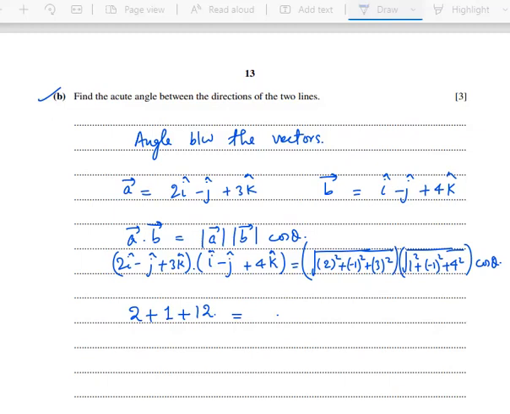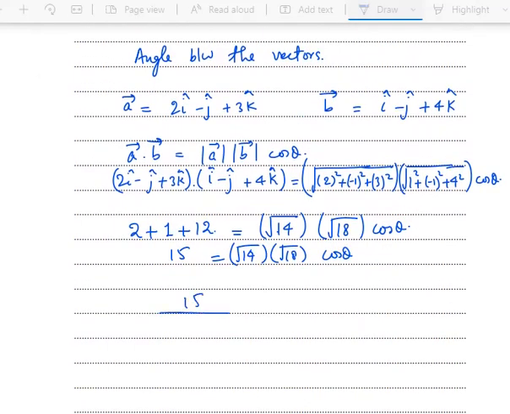equals under root 2 squared is 4, plus 1 is 5, plus 9, so under root 14. All right. And here we have under root 1 squared plus 1 squared is 2, and 16, so under root 18, into cos theta. Okay, so this 15 equals under root 14 into under root 18 cos theta, and therefore I can write this as 15 divided by under root 14 into under root 18 equals cos theta.